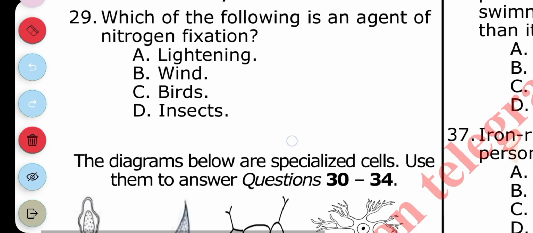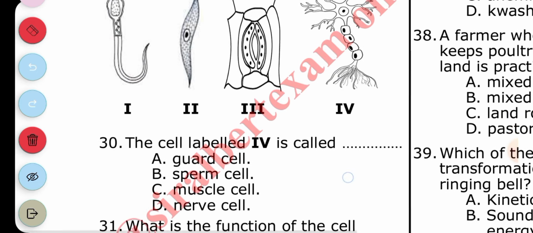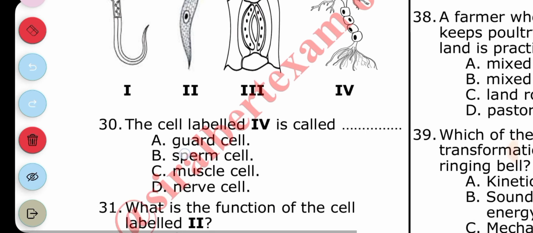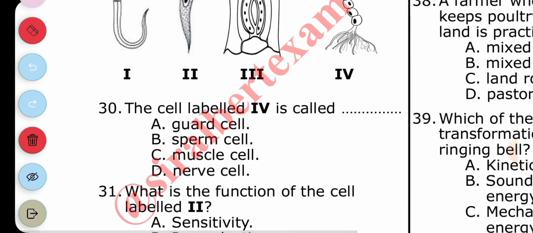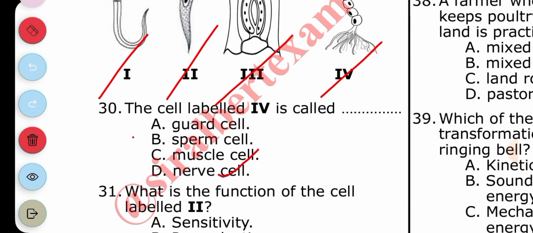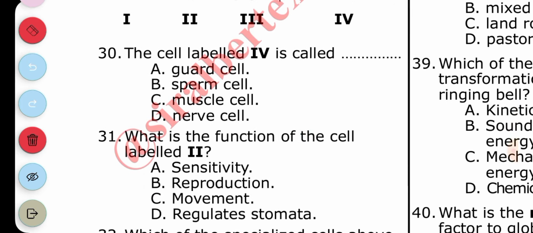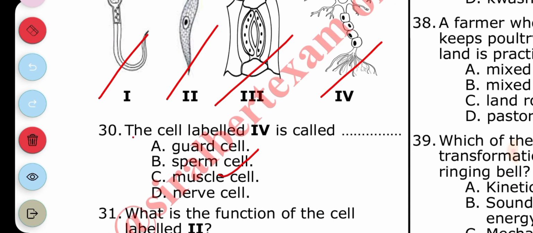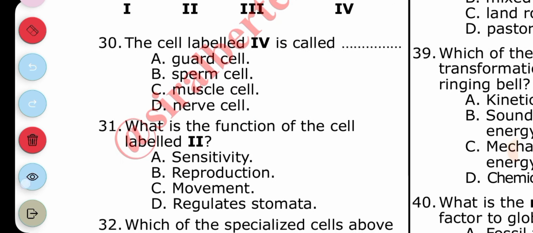Question 30 to 34 has these diagrams. The cell labeled I is called, so it's a nerve cell. You already have that. Question 31. What's the function of the cell II? II, which is a muscle cell, is for movement. So question 31, the answer is C, movement.